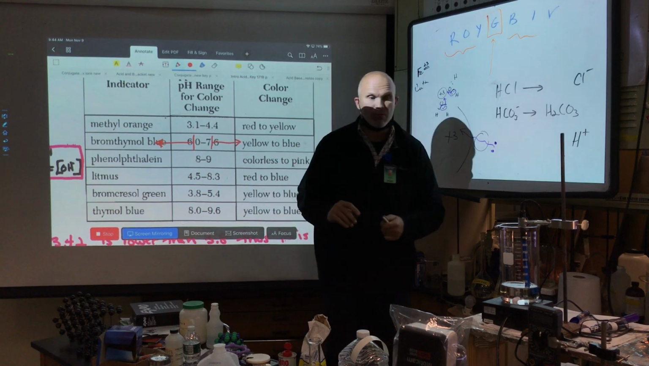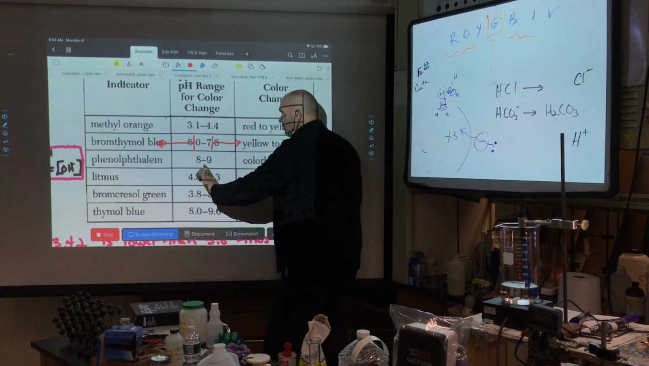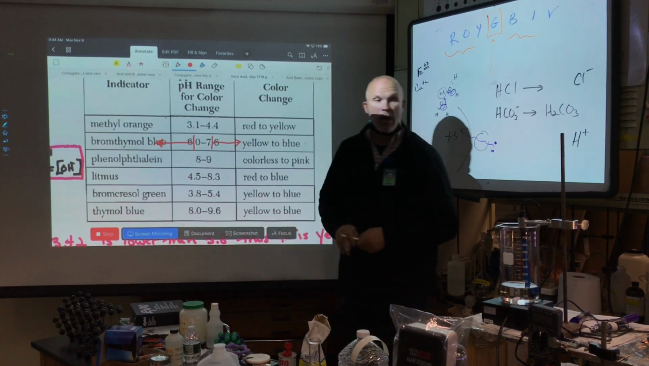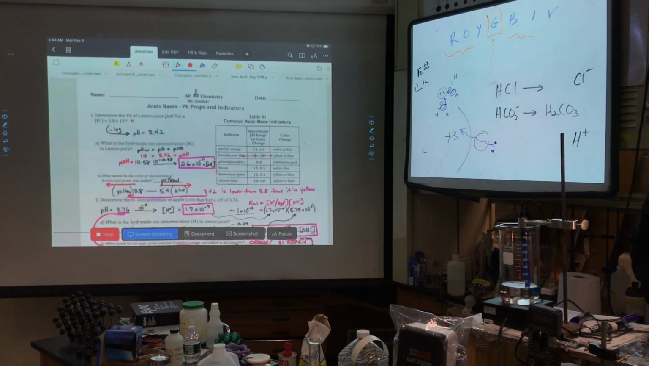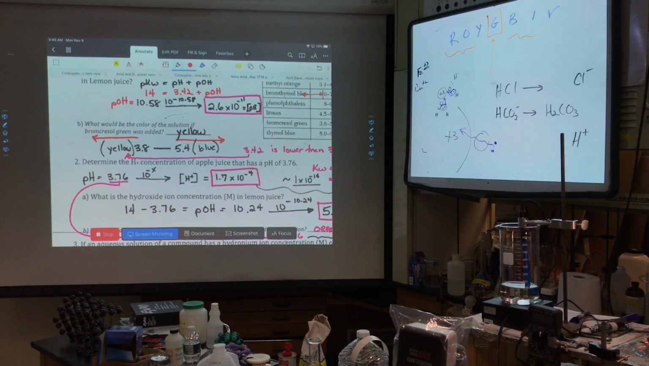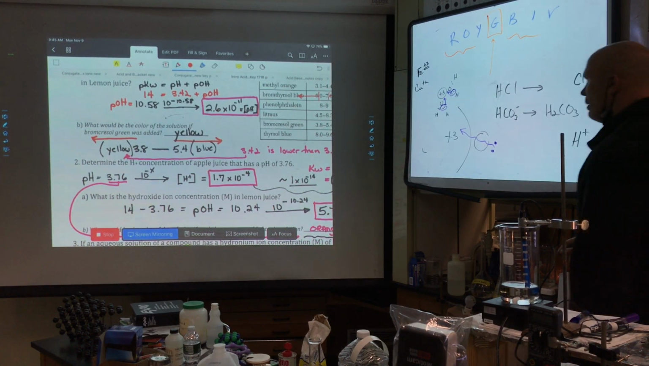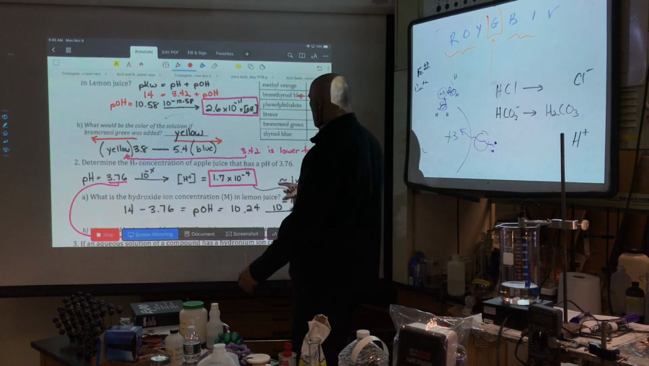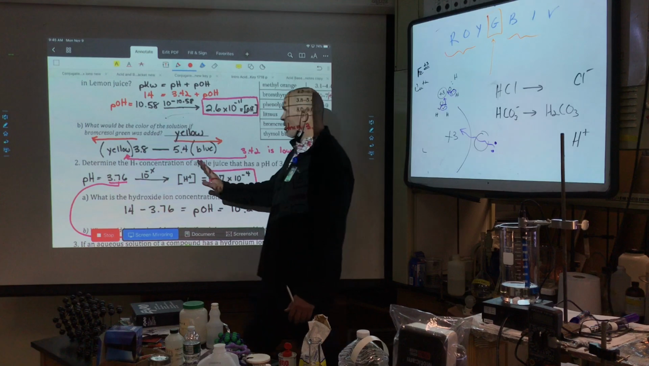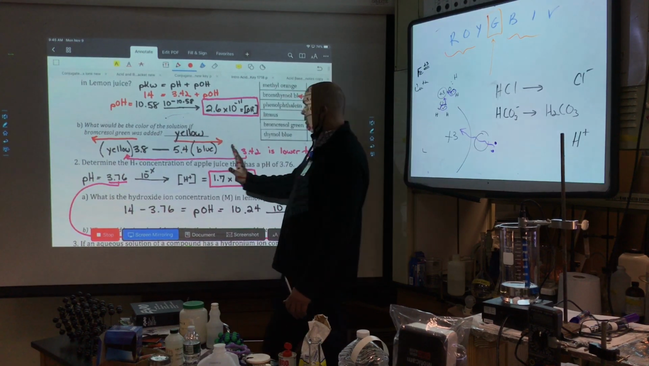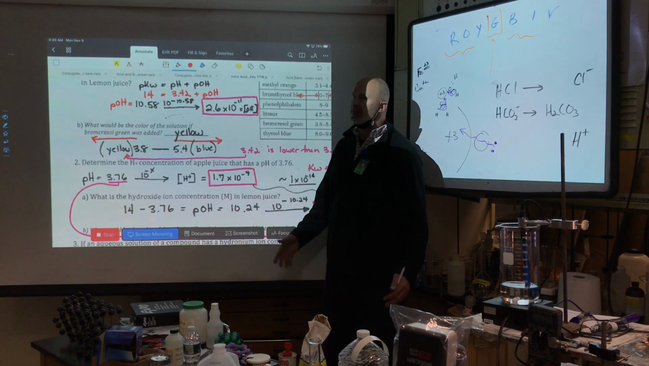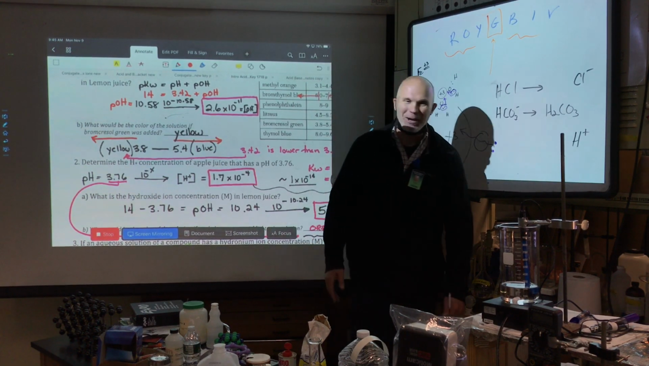But how do you read this? Very simply. Anything at the first number and lower is what its color is in that range. So you had some homework. I didn't ask you to do it, but now it's easy. For instance, what would be the color of the solution if bromocresol green was added? Well, if the pH is 3.42, and you look up bromocresol green, everything below 3.8 is yellow, so this would be yellow. It's just that simple. Okay? I'm not going to hold your hand with that.